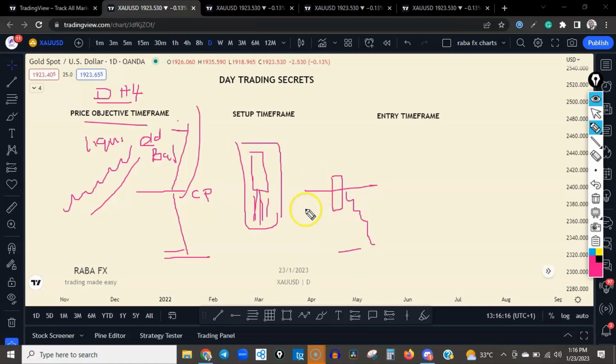There's no rocket science to this. If price, let's assume this level is your target and price has been moving up there. Now when price gets here, you need to observe what price will do in here.